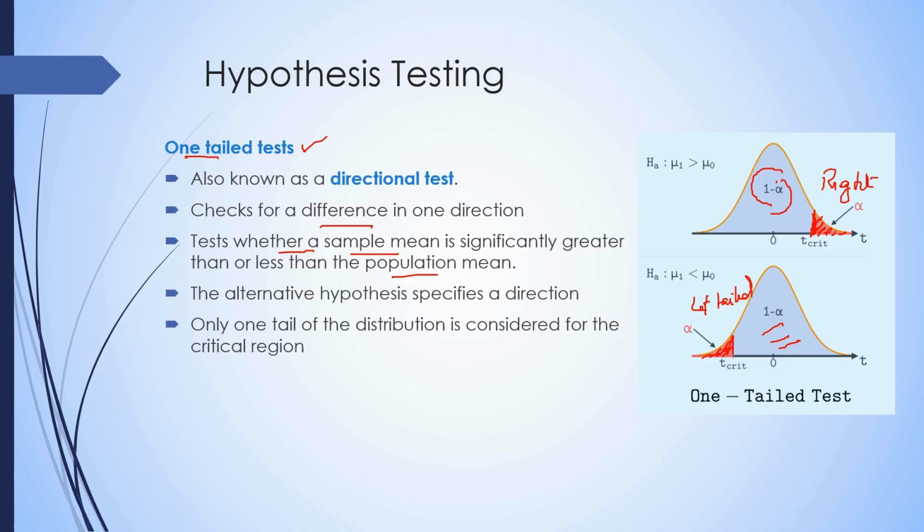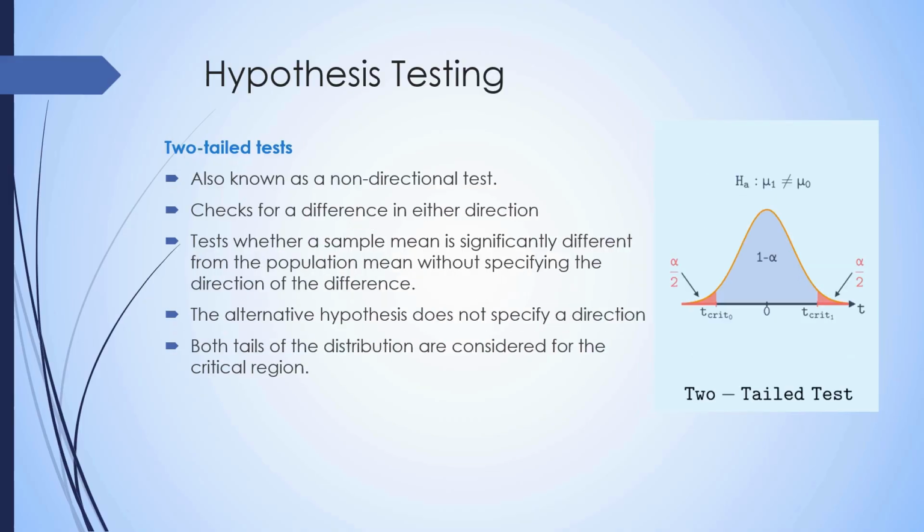So in one-tail test, the alternative hypothesis specifies a direction. Only one tail of the distribution is considered for the critical region. This we have already seen in this graph. In case of a two-tailed test, we know that the hypothesis would be a non-directional one. So this is a non-directional test where you are specifying a relationship between the two variables, but you are not giving it a particular direction, like if the drug is going to increase the blood pressure or decrease the blood pressure. You are just saying that the drug has a significant effect on the blood pressure. This is non-directional hypothesis. So it checks for a difference in either direction.